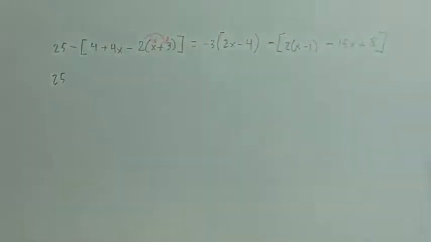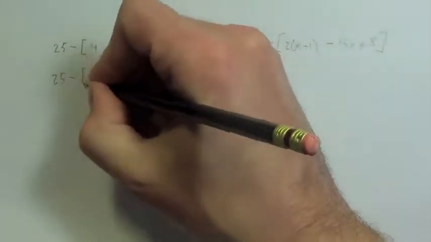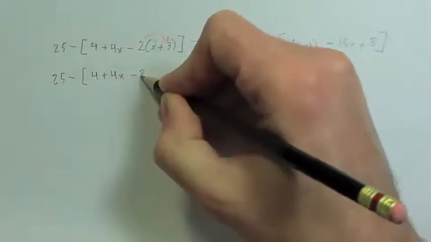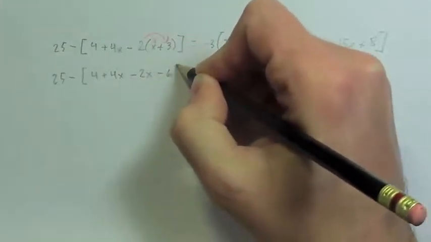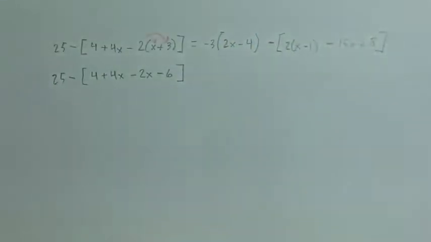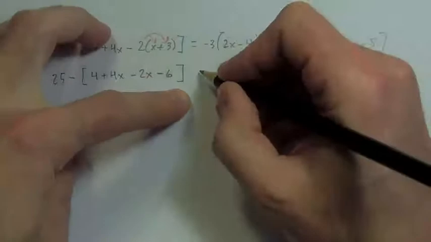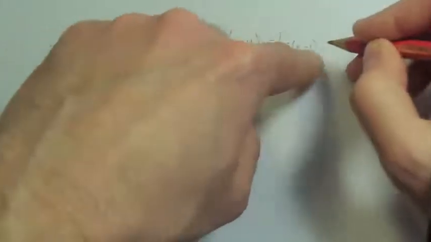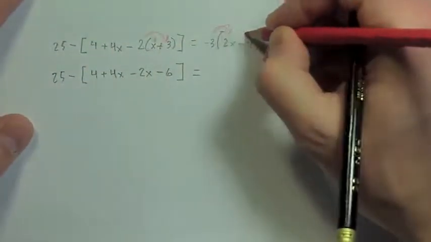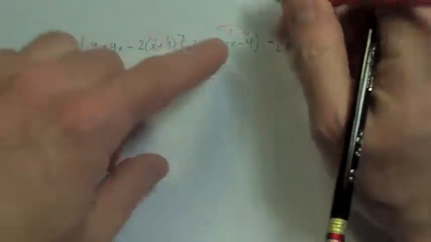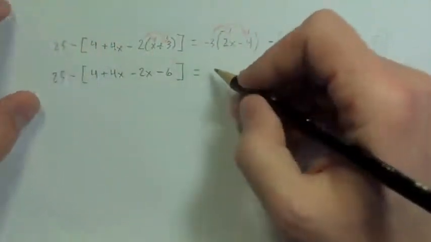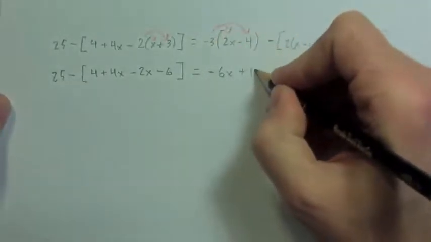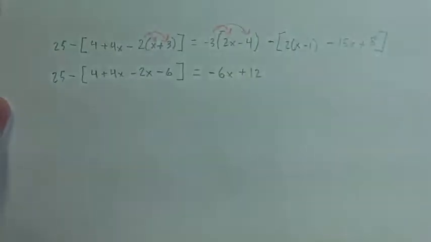So the first thing I see is to distribute that 2. Okay, so I'll leave the rest of this alone. You get a 4 plus 4x minus a 2x minus 6. Okay, and then over here, I could actually distribute this right now, since these are 2 separate pieces. Kind of like here, I didn't mess with the 25 because there's nothing to simplify. So we can actually distribute this negative 3 to get a negative 6x plus 12 here when we distribute that negative 3.